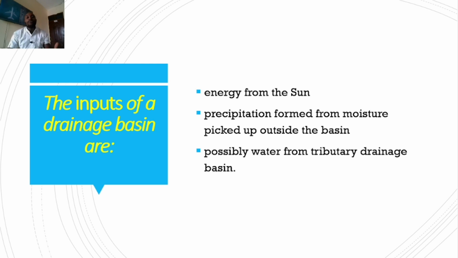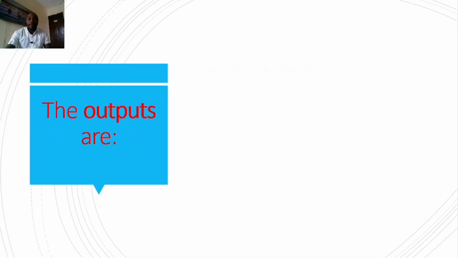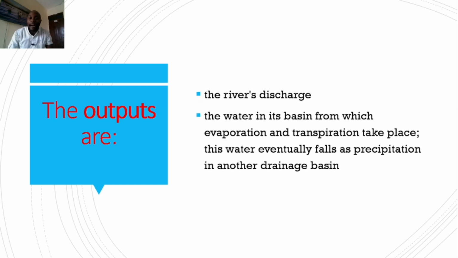So when you talk about input, it is what brings water in. Energy from the sun kind of brings in, but when it's evaporating, it's taking water out. But when that water vapor falls again as rain, it's an input. Precipitation from outside is an input. Then water from a tributary drainage basin is an input. Understood? Now, what are the outputs? The river discharge. When the river discharges water to some other place, that's an output. Then we have the water in the basin from which evaporation and precipitation take place.